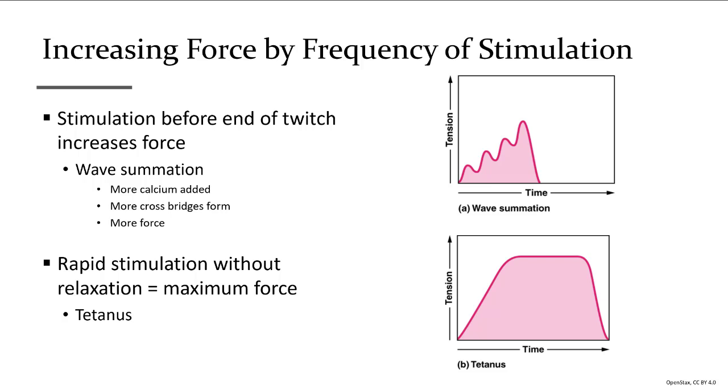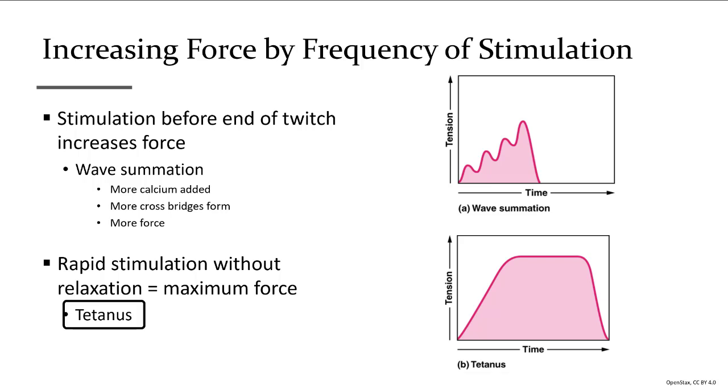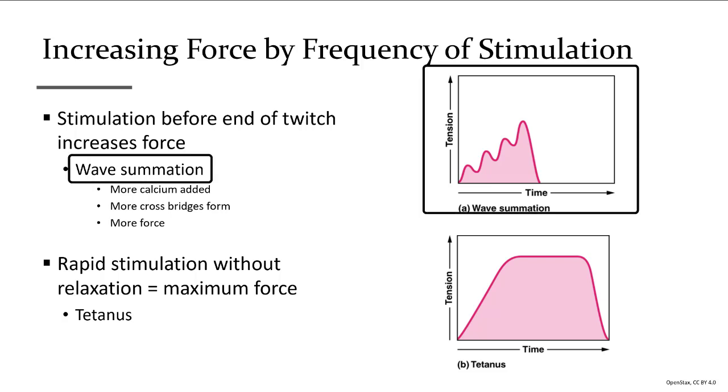When you maximally stimulate a muscle cell so that no relaxation takes place, eventually all the calcium from the sarcoplasmic reticulum is dumped into the cell and you will have maximal force production. This is known as tetanus. The other, where you're just building on one twitch to the next, is known as wave summation.